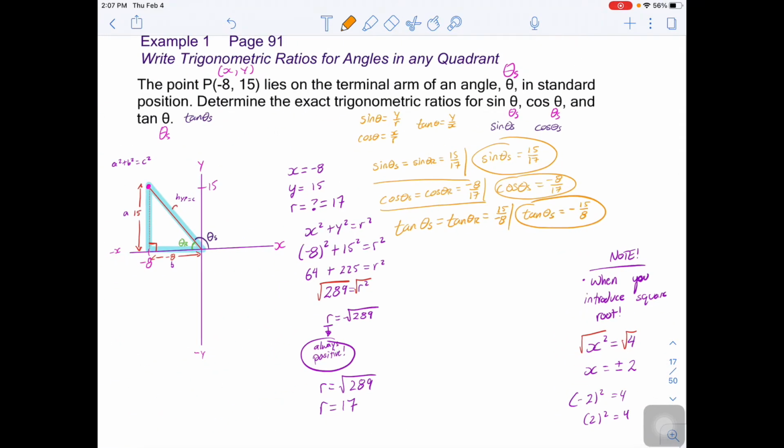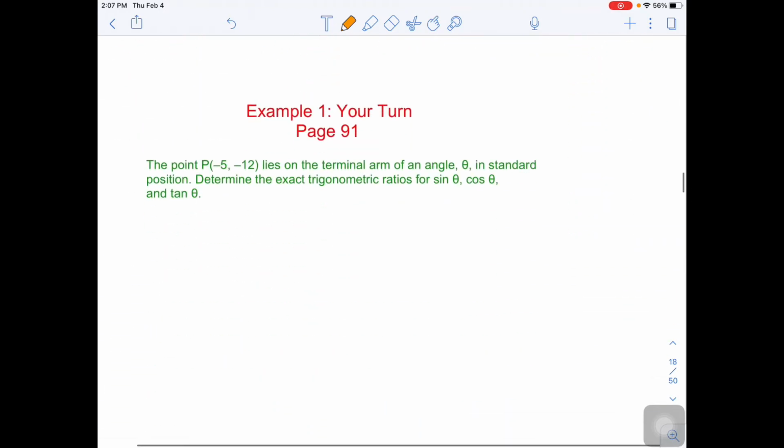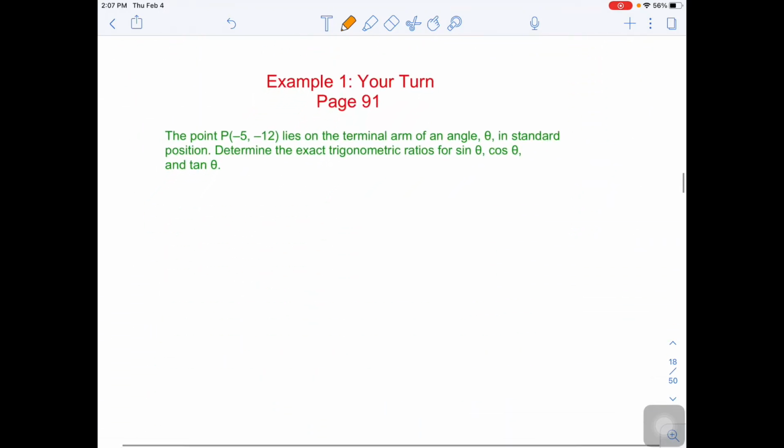Okay, so pause the video here, maybe rewatch it if you got lost anywhere, and if you're really confused, please just come in and ask some questions. But I'm going to move forward, and here's your check your understanding. All right, it's another example here. Why don't you pause the video, give this one a quick shot, see how you do, and then come back and watch.